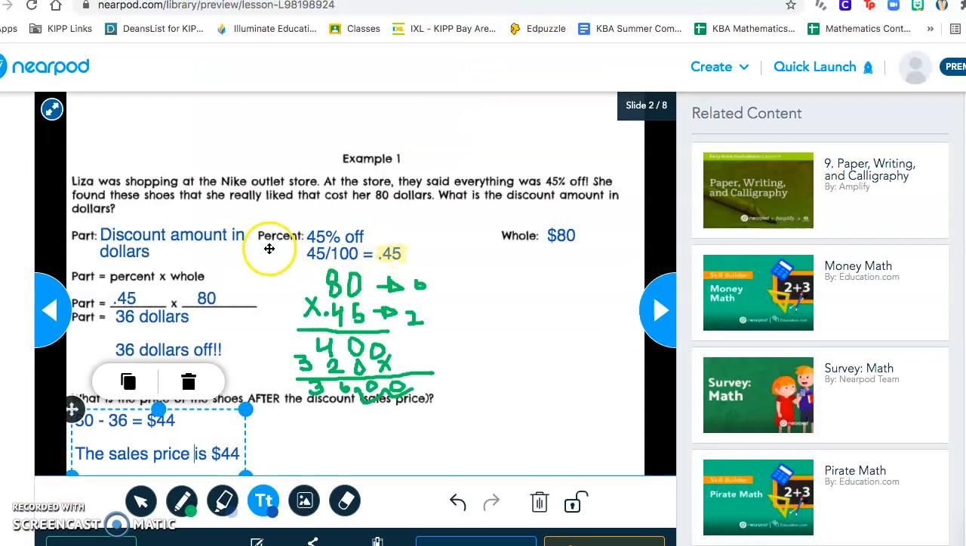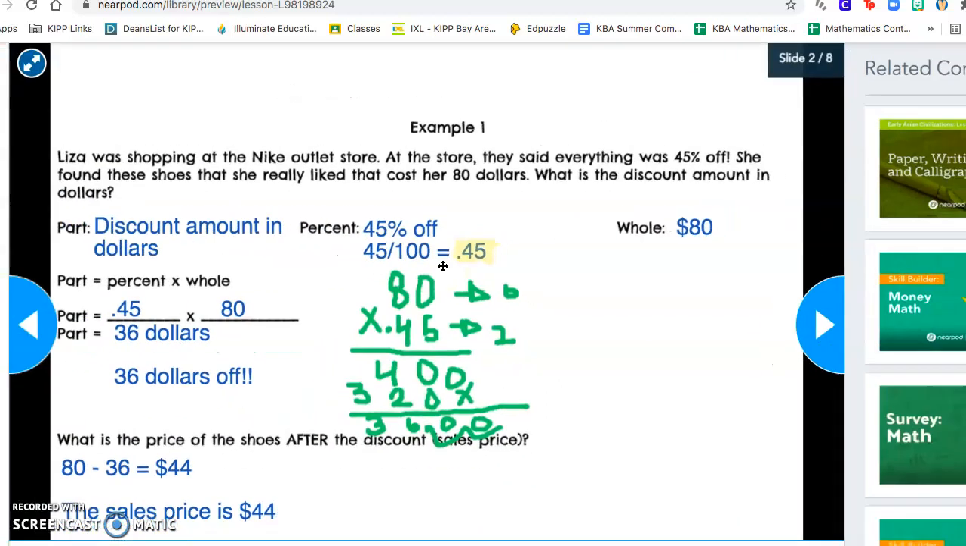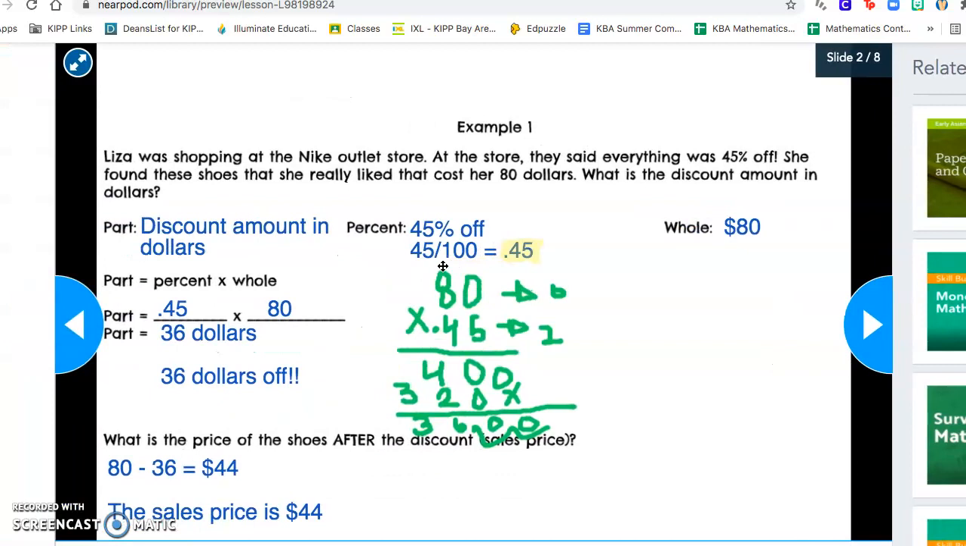And really that's it. So every time you find a discount, we figure out what's 45% of the total price. So here was 80. Once you find the discount amount, we subtract to find the total price. Just be aware of the percent that you're using and what the percent represents. But this should have been helpful. If you need anything else, just let me know.